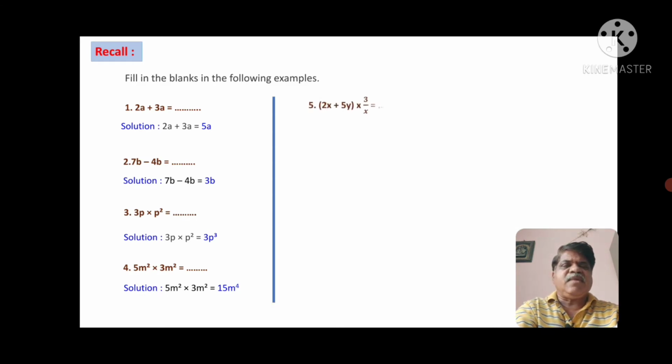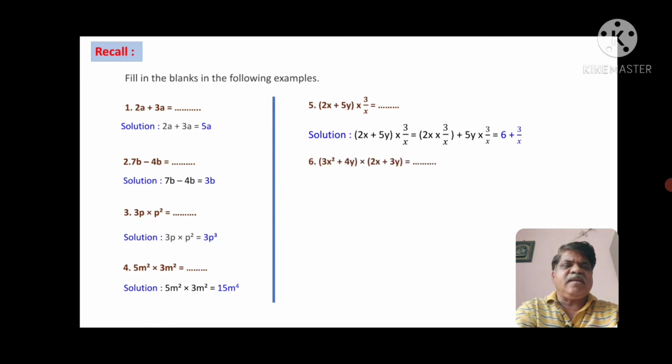Next, we will see the fifth one. In one bracket there is 2x plus 5. It is to be multiplied by 3 upon x. The solution of this will be (2x plus 5) in the bracket into 3 upon x, equal to 2x into 3 upon x plus 5y into 3 upon x. Here the x from 2x and the x from 3 upon x get cancelled, and you are getting 3 into 2 as 6, plus 5 3s are 15, y upon x.